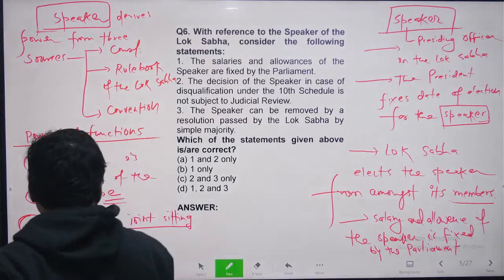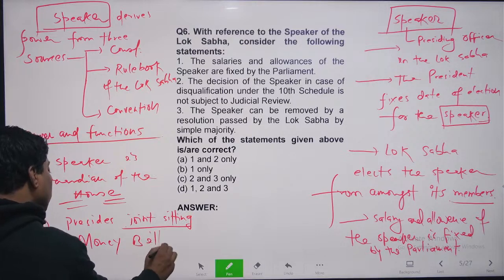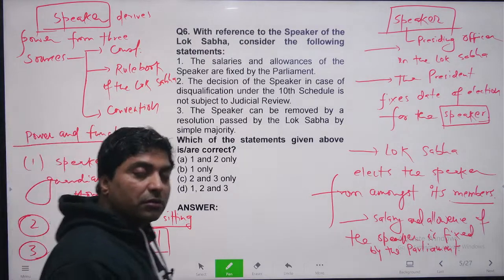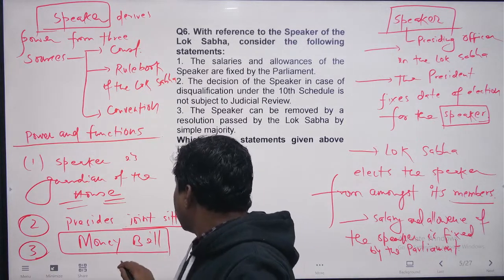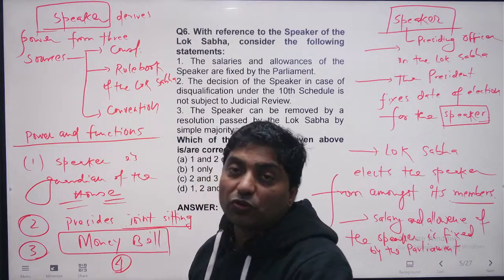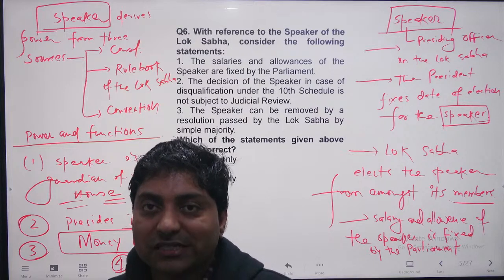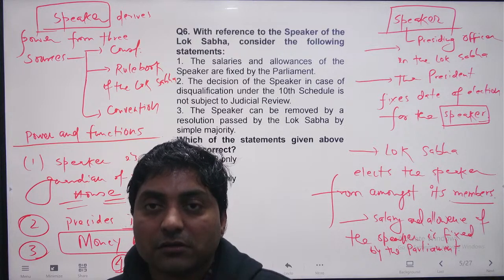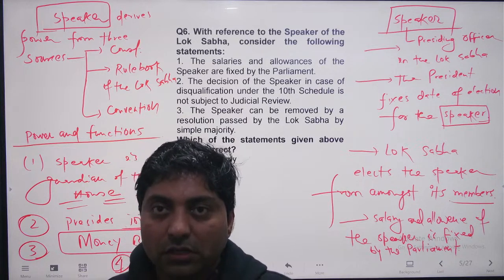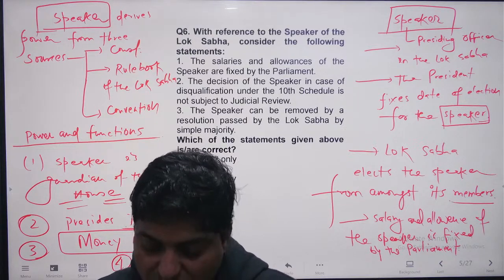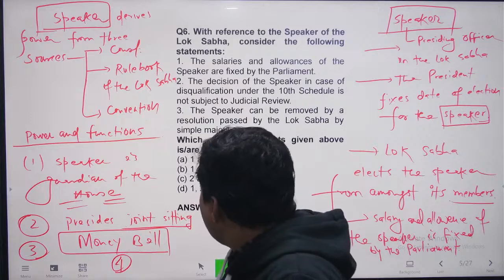Now, third, on the money bill, the Speaker decides whether a particular bill is a money bill or not. Another very important point is that the Speaker does not vote at the first instance. The Speaker votes only when there is a tie. This is called the casting vote. So the Speaker exercises the casting vote. So those are the powers and functions.